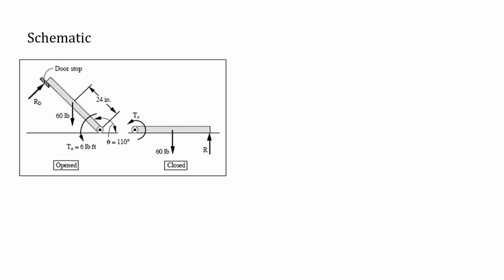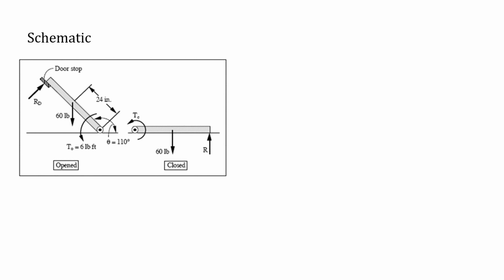So here's a schematic for the actual problem. I have it drawn in 2 different cases. First on the left we have it opened, and then on the right we have it closed. On the left, the door is being pressed up against the doorstop. That RD there is just the reaction force coming from the doorstop. It's not really a relevant force, it's just to show you that it's actually being pressed up against there, so we're not going to be solving for it or anything.